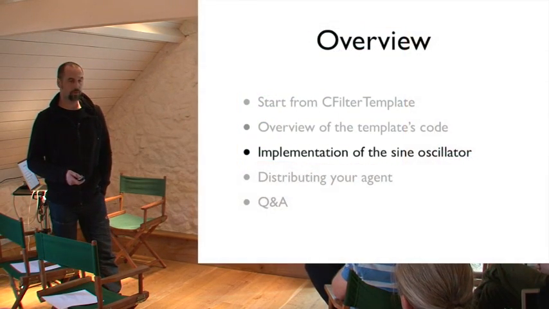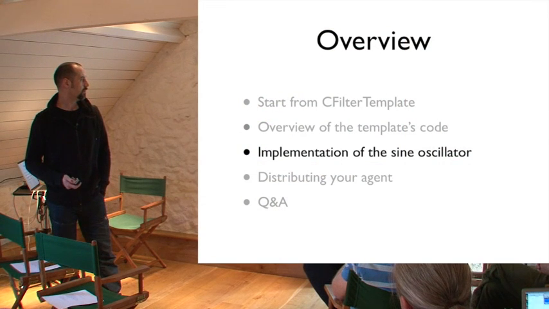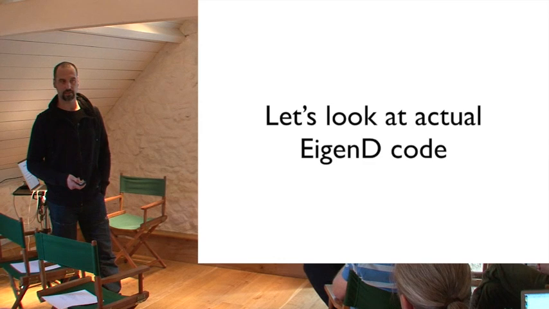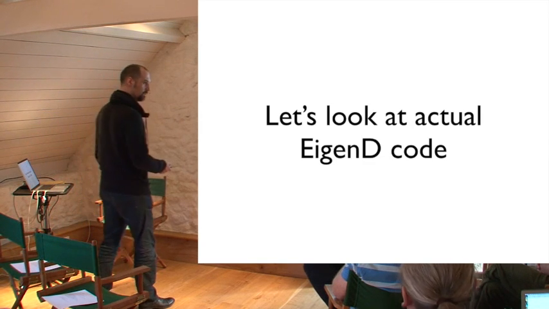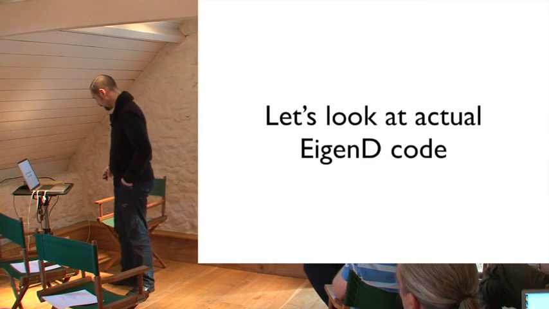So that was an overview of the C-filter template. Now I'm going to go through the actual implementation of the sine oscillator inside Eigen-D. So this is a real agent. This is a real agent inside Eigen-D.